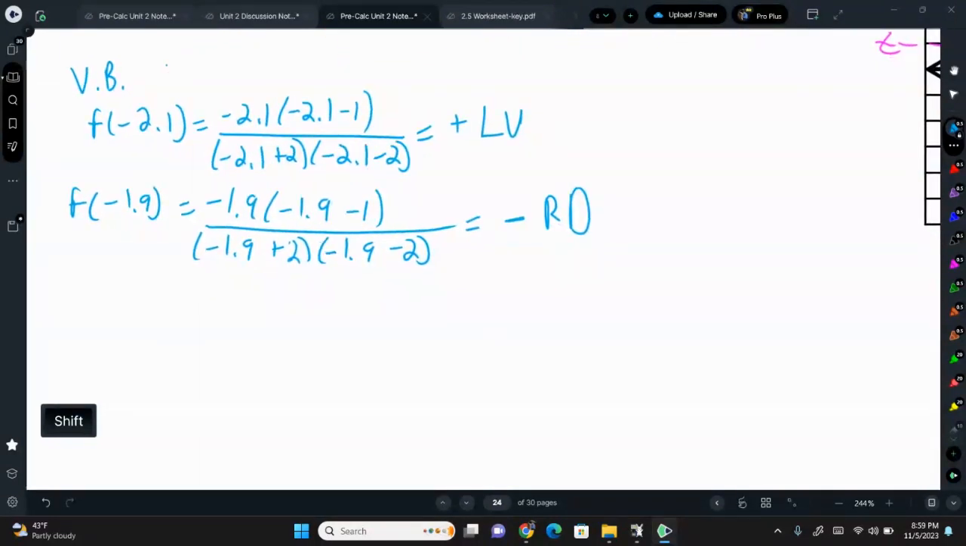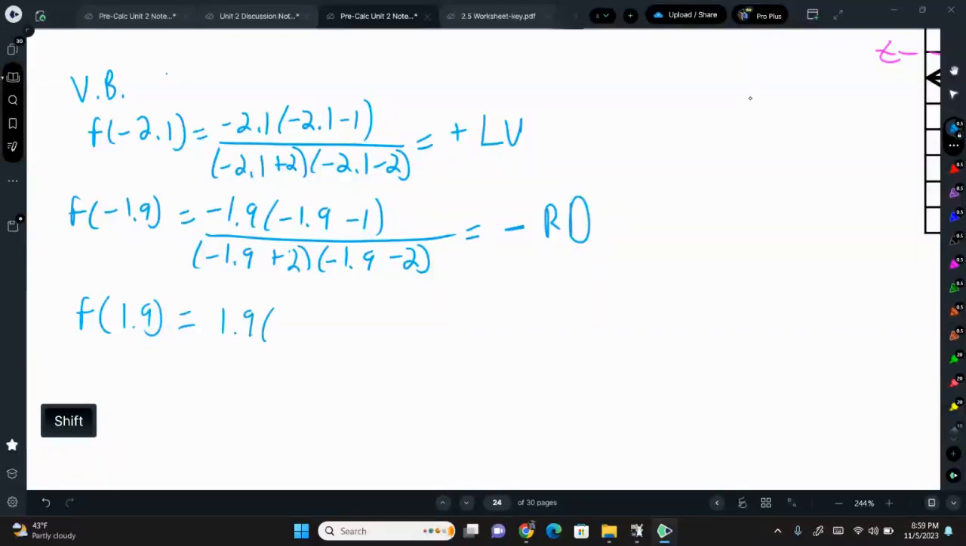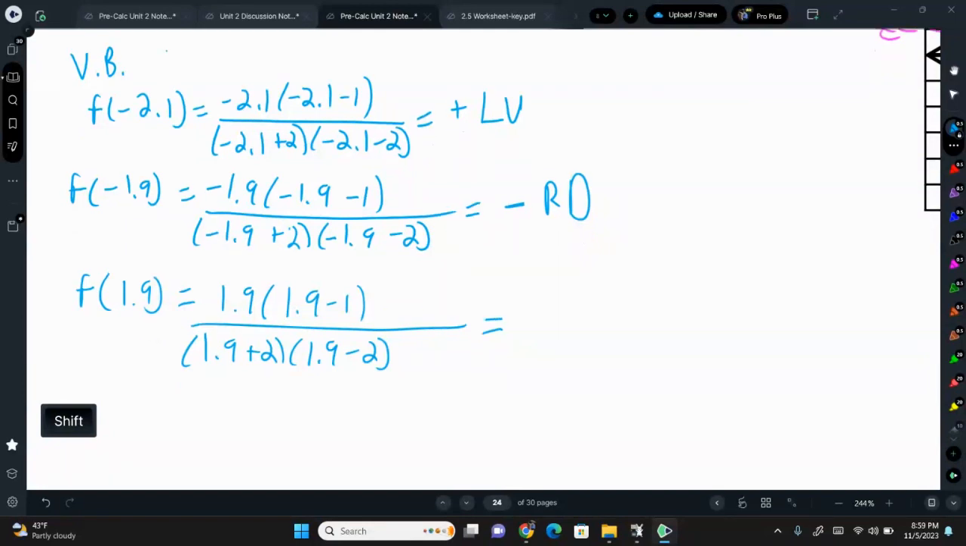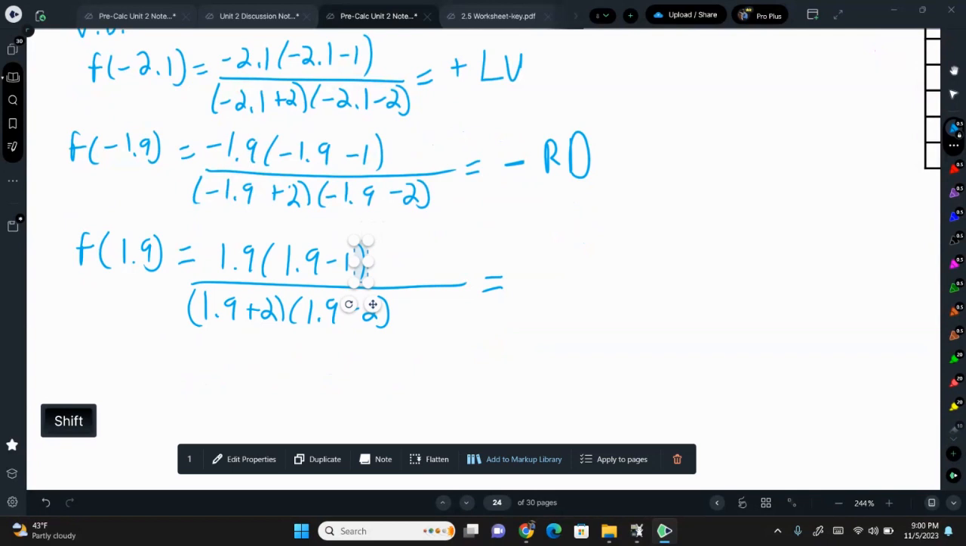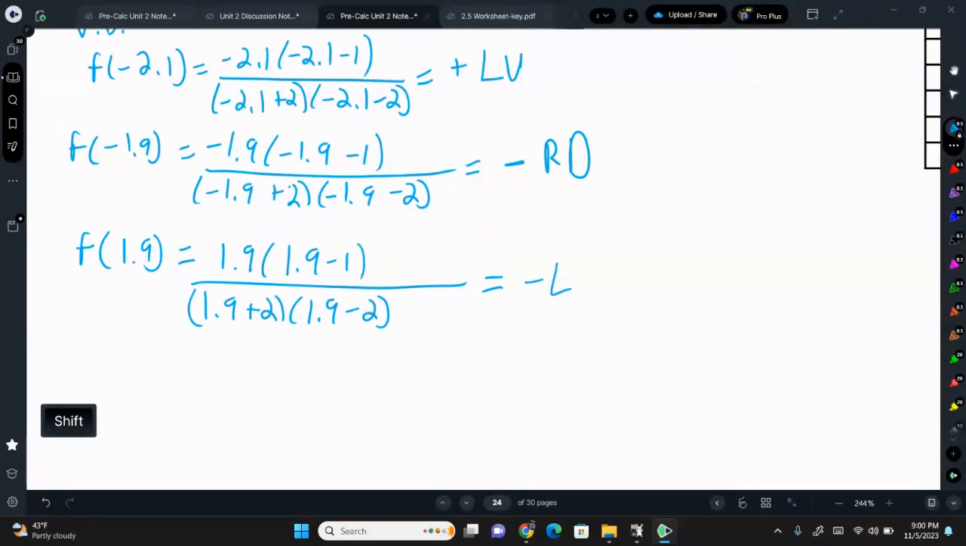So now we have to work with the positive 2 asymptote, so f of positive 1.9. Okay, so we're going to do 1.9 times 1.9 minus 1 over 1.9 plus 2 times 1.9 minus 2 equals, if we type that in the calculator, we get a negative value. And again, it doesn't matter what that value is, just positive or negative. So the left side of that asymptote is down.